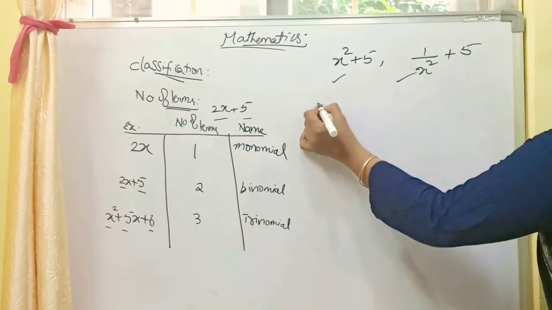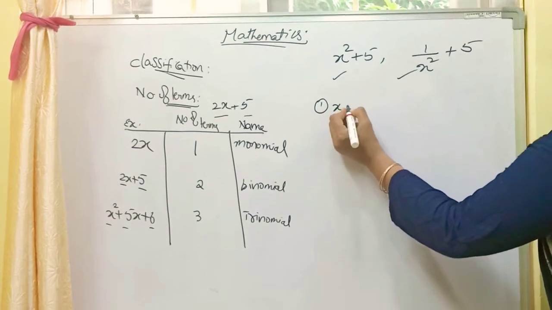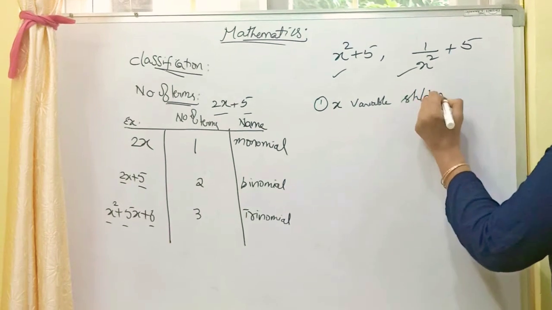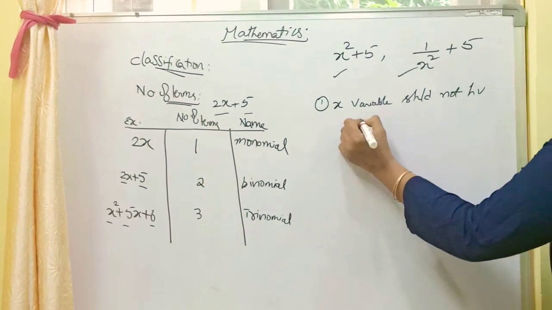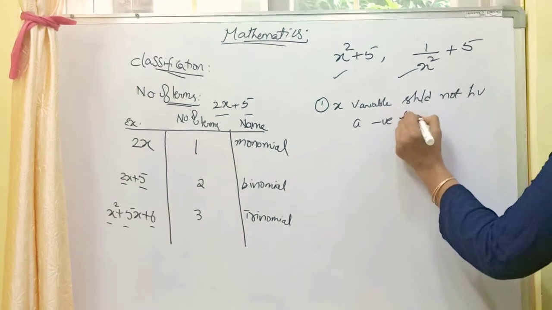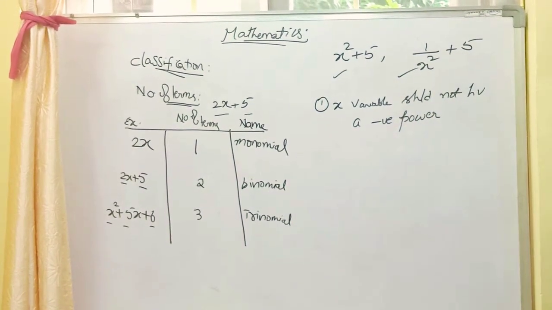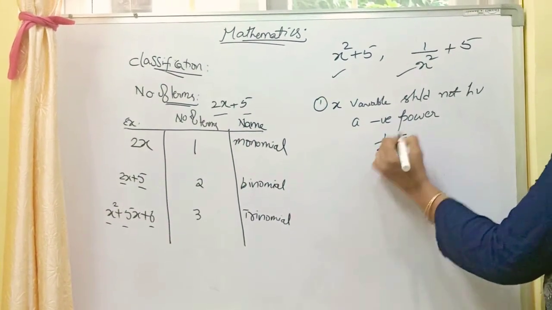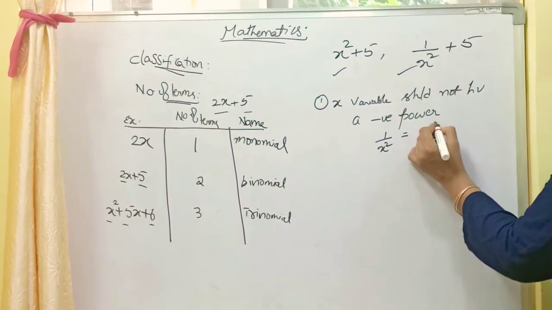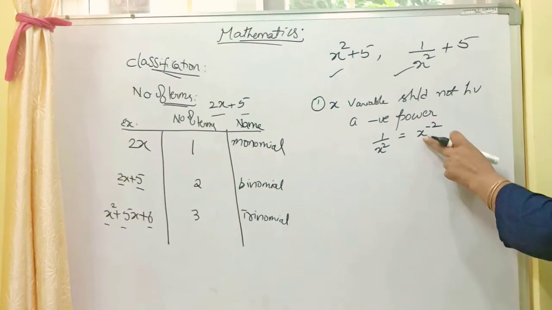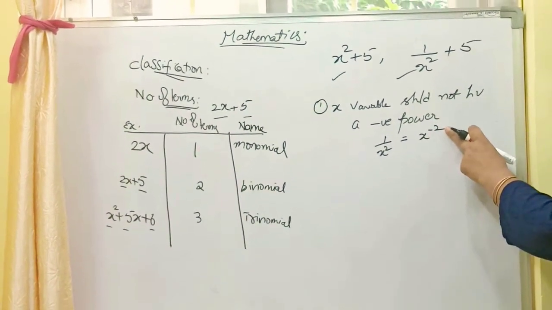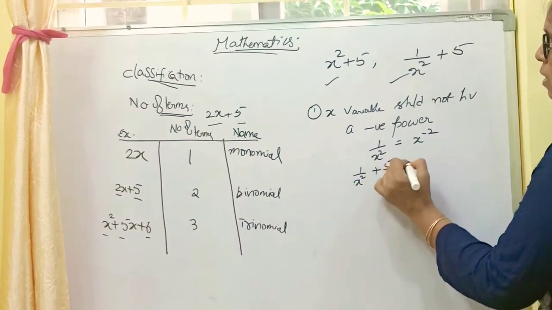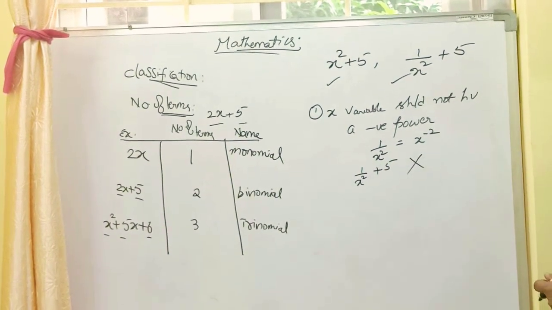The first condition is that the variable should not have a negative power. 1 by x square, from the exponent chapter, you can write as x to the power of minus 2. So the variable has a negative power. Therefore this expression is not a polynomial.